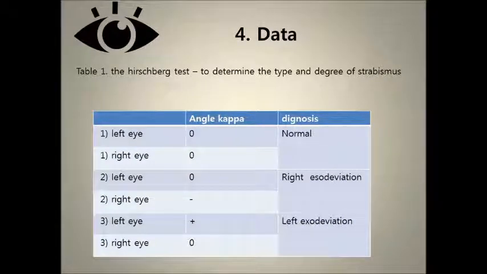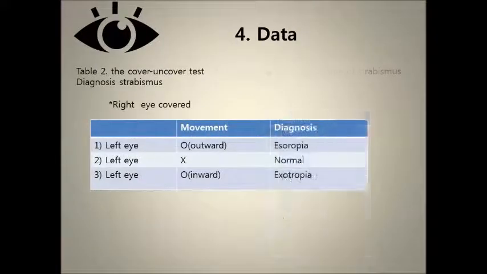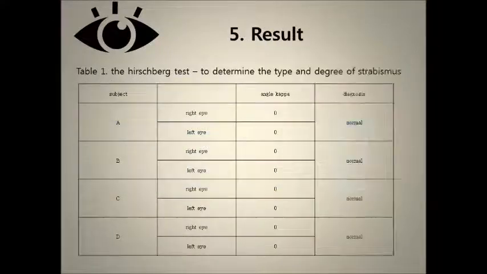The data of the Hirschberg test are as follows. The angle kappa is the angle between the pupillary axis and the visual axis. When the angle kappa is none, diagnosis can be considered as normal. The data of the cover-uncover test are as follows. When the right eye was covered, normally the left eye does not have movement.